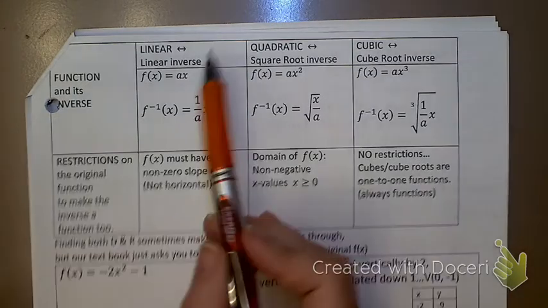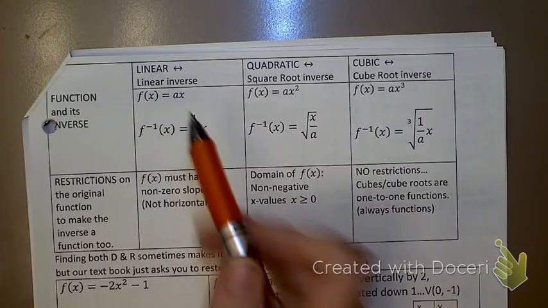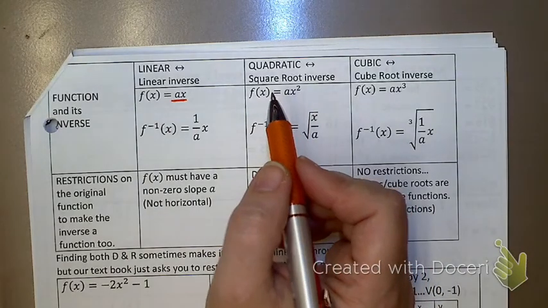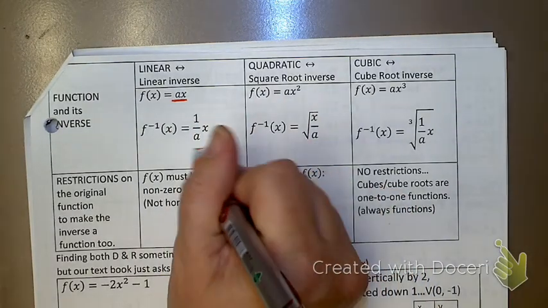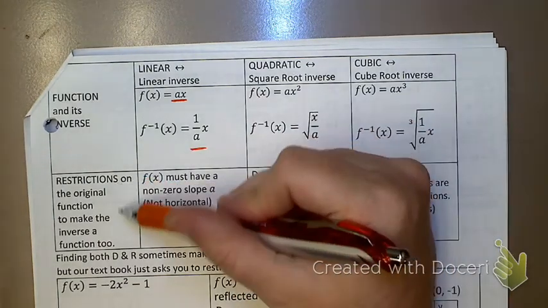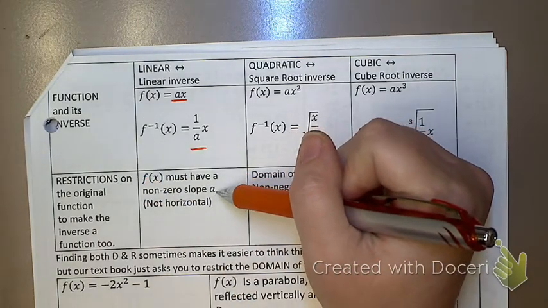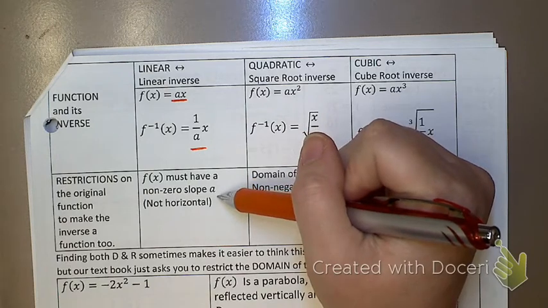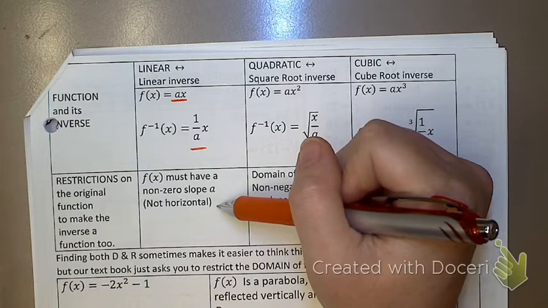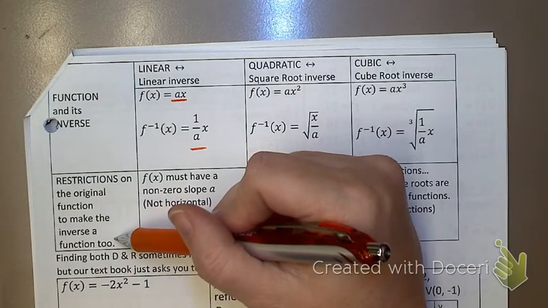So when we're talking about a linear equation, whenever you have a whole number as your a value, the inverse will most likely be a fraction. That's just the way it works. Restrictions: the original one must have a non-zero slope, meaning that the original one can't be horizontal. If the original one is horizontal, the inverse will not be a function.